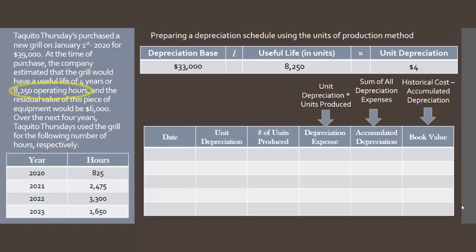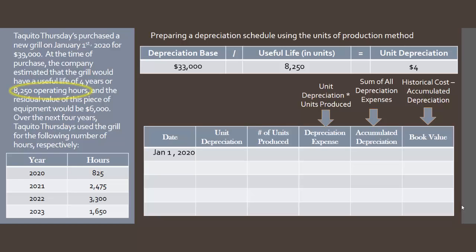That means for every hour that we operate this grill, we should take away $4 from its value on our books. Obviously, you're not going to do this every day, but at the end of each period, you're going to have a log that's going to tell you how many hours you used the grill for. You're going to multiply that by your unit depreciation to figure out how much you need to depreciate this asset by for that period.